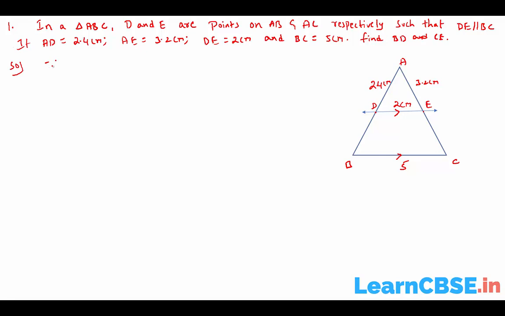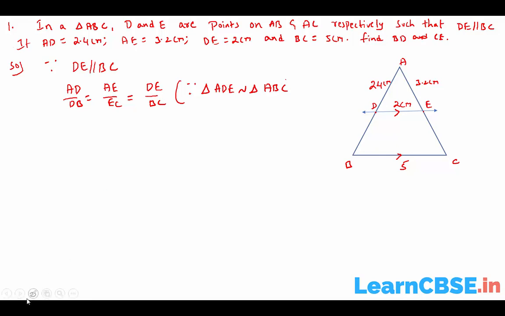Solution: since given that DE parallel to BC, AD by DB equals AE by EC, that equals DE by BC also, since triangle ADE is similar to triangle ABC, otherwise by BPT, basic proportionality theorem.